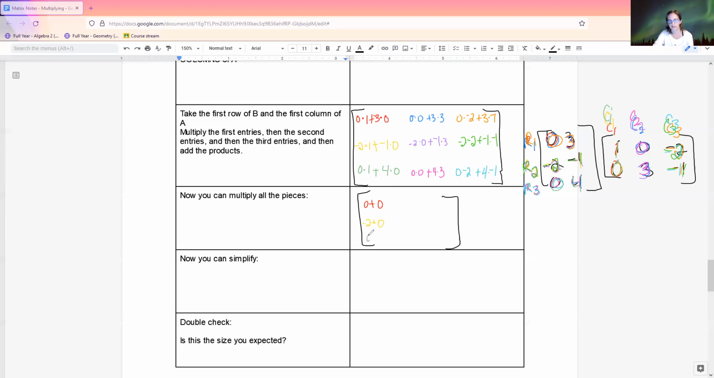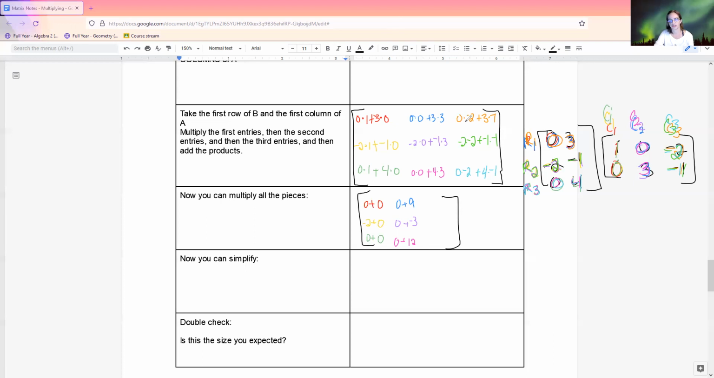0 times 1 is 0, plus 4 times 0 is 0. 0 times 0 is 0, plus 3 times 3 is 9. -2 times 0 is 0, plus -1 times 3 is -3. Purple, pink. 0 times 0 is 0, plus 4 times 3 is 12.